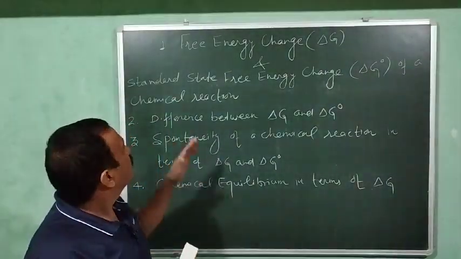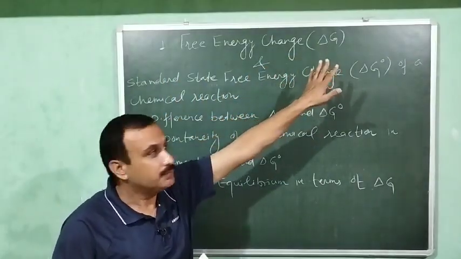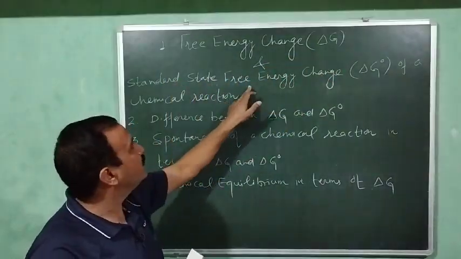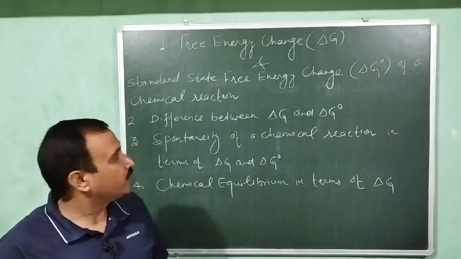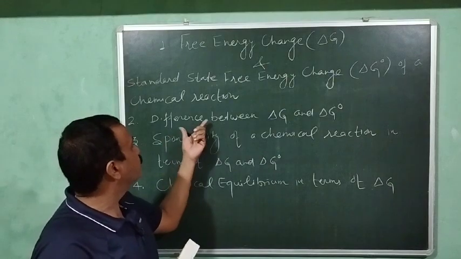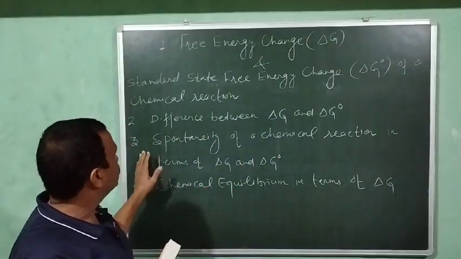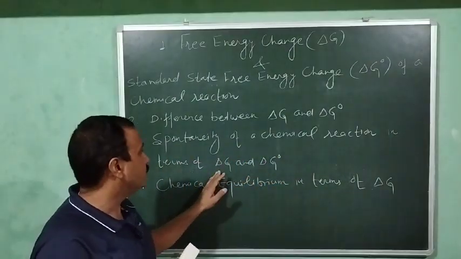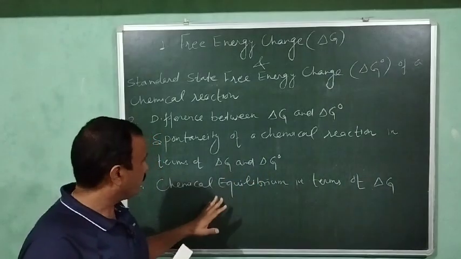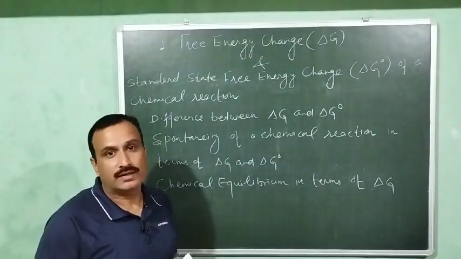So first of all we will discuss the free energy change, that is delta G, and standard state free energy change delta G naught of a chemical reaction. Then I will explain the difference between delta G and delta G naught. After this, we will discuss the spontaneity of a chemical reaction in terms of delta G and delta G naught. And finally, I will explain the chemical equilibrium in terms of delta G.